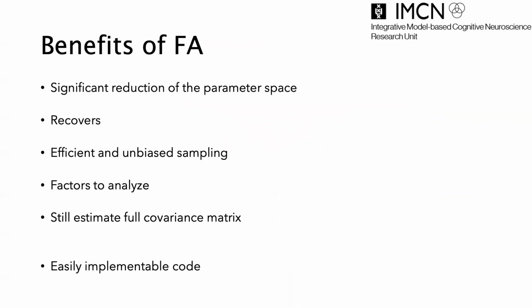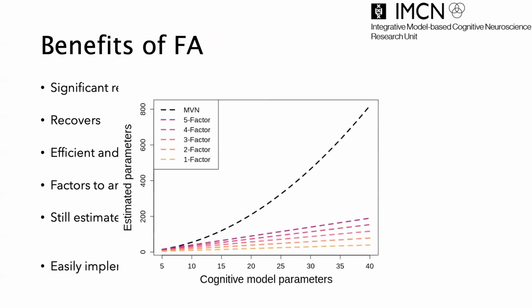First and foremost, there's a major dimensionality reduction, which is especially evident as the number of parameters per subject increases. This nice graph shows that the number of cells to estimate in the factor structure linearly increases with the parameters per subject, whereas the MVN increases almost quadratically. This is consistent across the number of factors too, as adding factors only linearly increases the estimated cells of the factor decomposition.